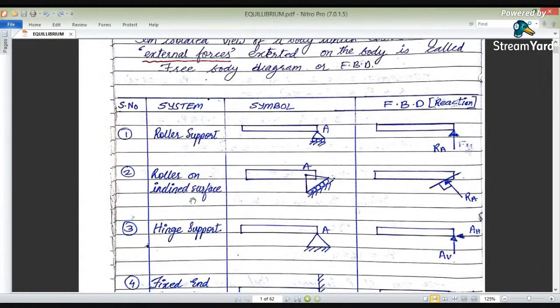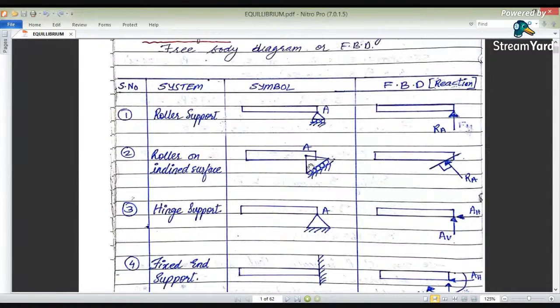Whereas again, a roller on an inclined surface is there. This roller is moving in this inclined direction, therefore we are providing the perpendicular in the inclined direction. It is making an angle of 90 degrees. In some cases there may be inclined rollers, and in some cases there may be a horizontal roller also.